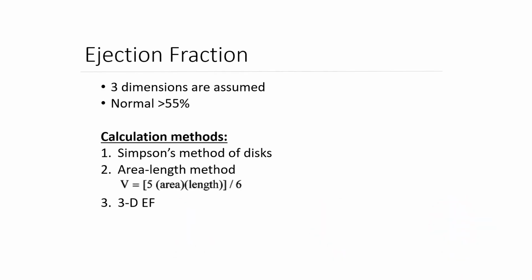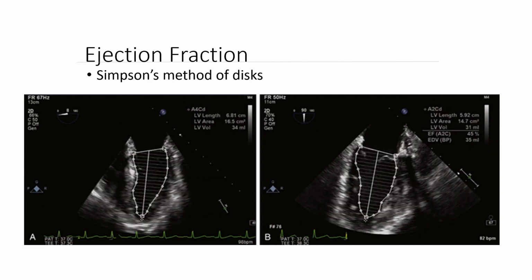The ejection fraction is a measurement of volume. How much volume is ejected? Calculating this assumes you have information about 3 dimensions of the heart and not just an area. It can be calculated by Simpson's method of discs, an area length method using this equation, or by obtaining a 3-dimensional data set to derive a 3D EF.